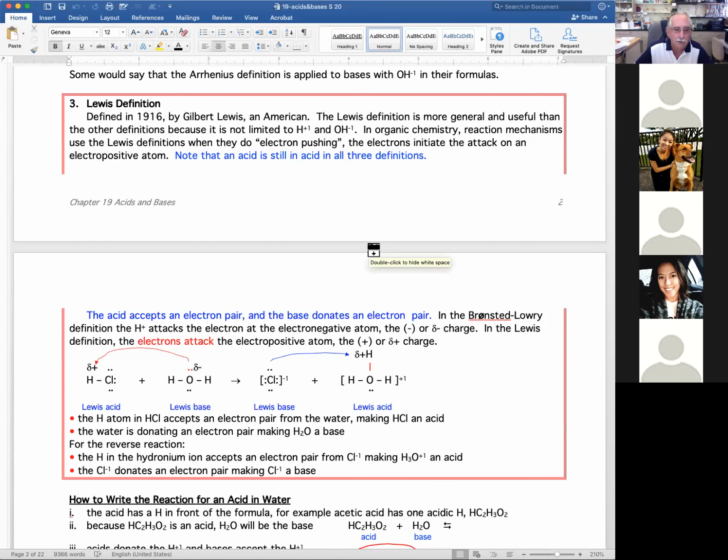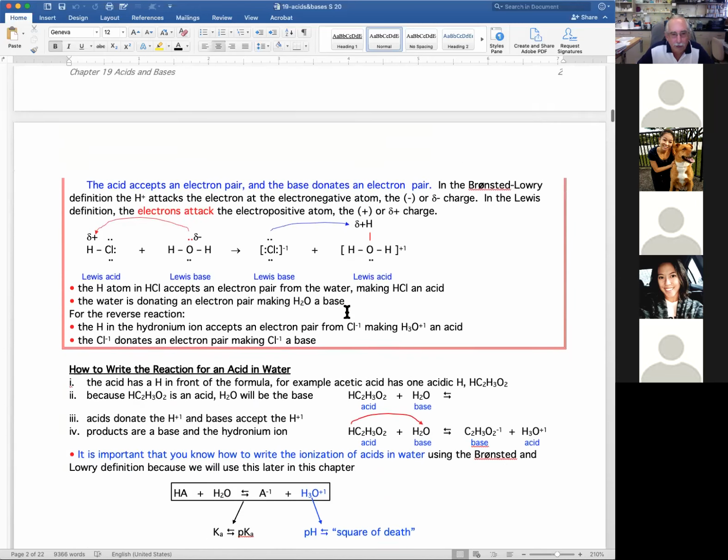So, what did Lewis say? An acid accepts an electron pair and the base donates an electron pair. So what Lewis did, he went the same way as with redox reactions. Remember we were talking about redox reactions? Something loses its electrons. The electrons have to go somewhere. So everything was based upon the electrons, and that's what Lewis did. He's the same guy who did Lewis electron dot formulas.